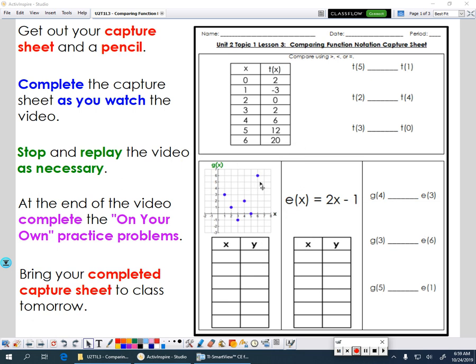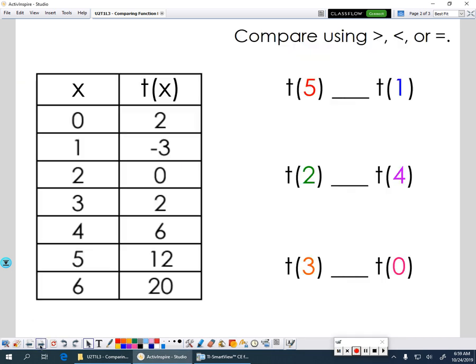Today we're going to be comparing using function notation. So I just want to refresh your memory from yesterday when we talked about function notation. Remember, when you have function notation, what we're looking for here, the number that's in our parentheses is our x value. The number that's out here after our equal sign, that's our y value. So in this first situation, if we want to find t of 5, remember this 5 is my x value.